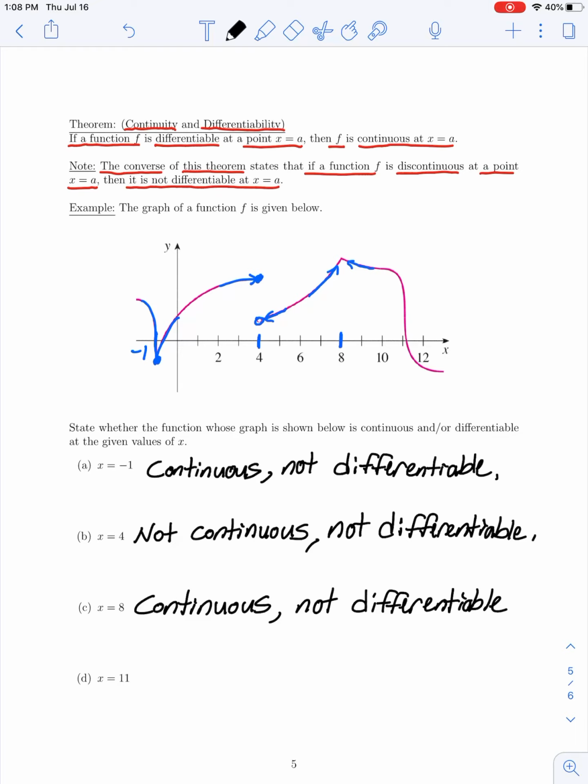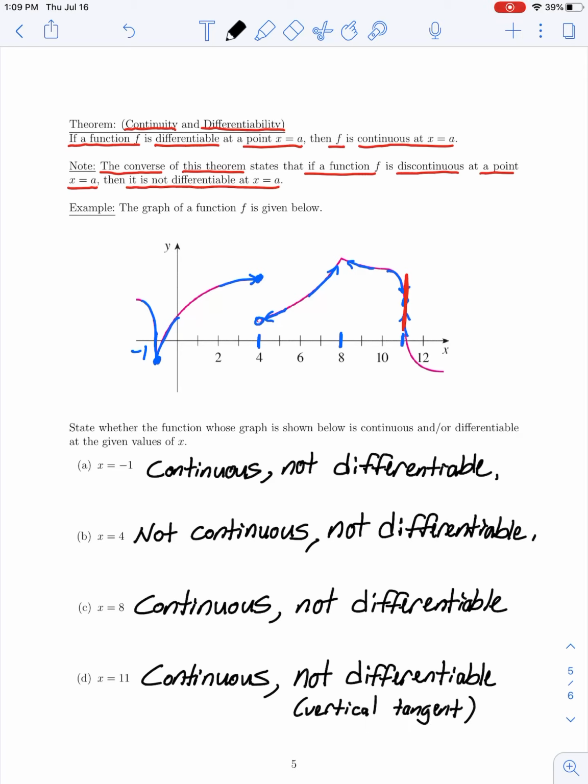And then our last point that we're asked about is at x equals 11. So at x equals 11, we can see, well, clearly our function is defined, and the left and right hand limits exist and are equal to the value of the function at that point. So this is a continuous function at x equals 11. However, it is again not differentiable because at x equals 11, we appear to have a vertical tangent line in the graph of our function. So here, again, we would say it is continuous but not differentiable because there we had a vertical tangent. All right.